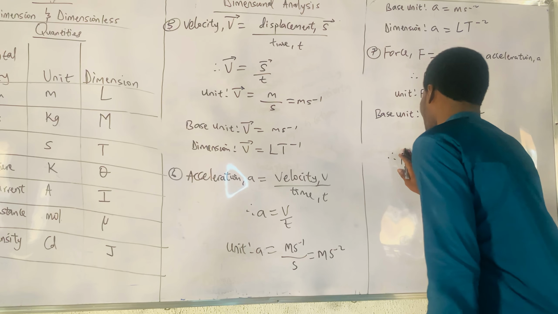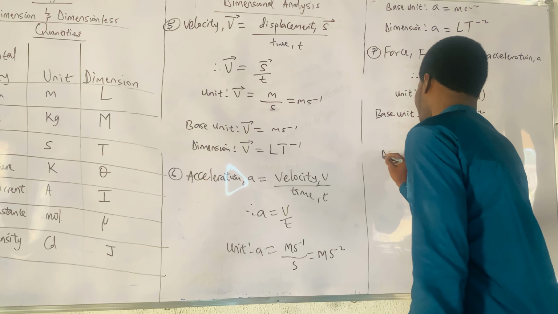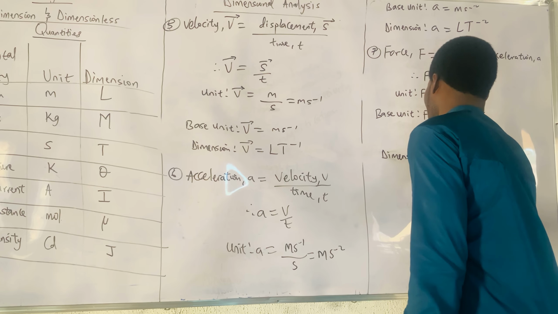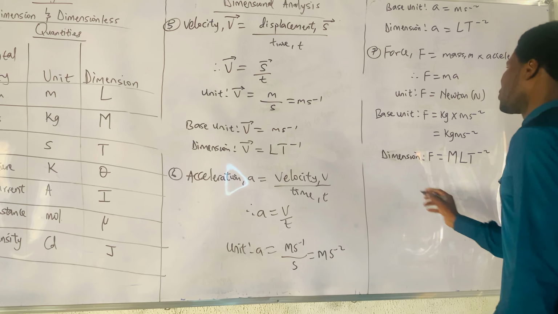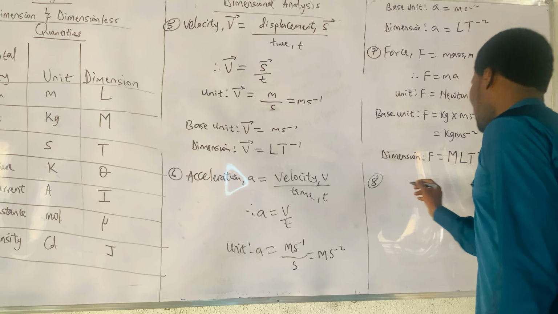So for the dimension now, kilogram, that's capital letter M, meter, capital letter L, time, T to the power minus 2. Let's look at one more.